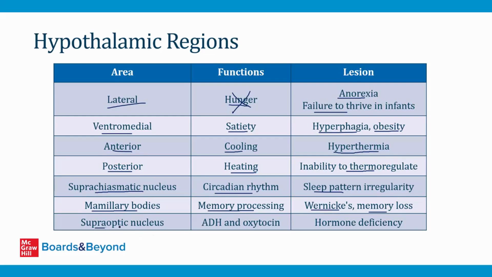And then finally, the supraoptic nucleus of the hypothalamus. What you always want to remember about this area is that it is the region where antidiuretic hormone and oxytocin are synthesized. From there, they are transmitted to the posterior pituitary and released into the circulation.